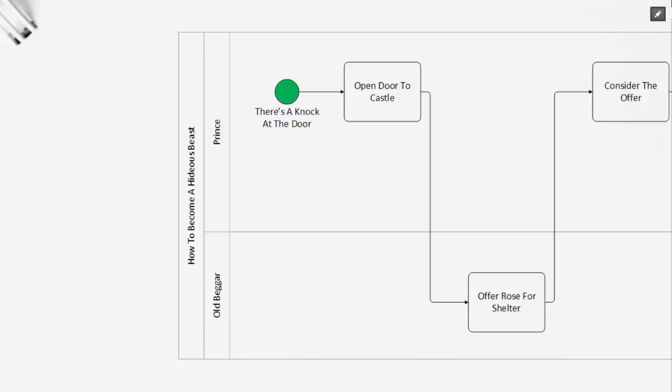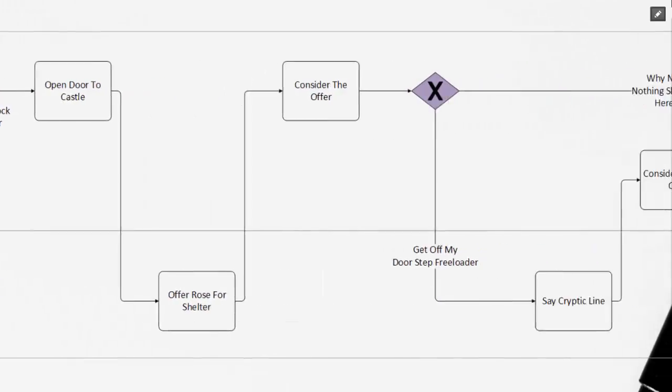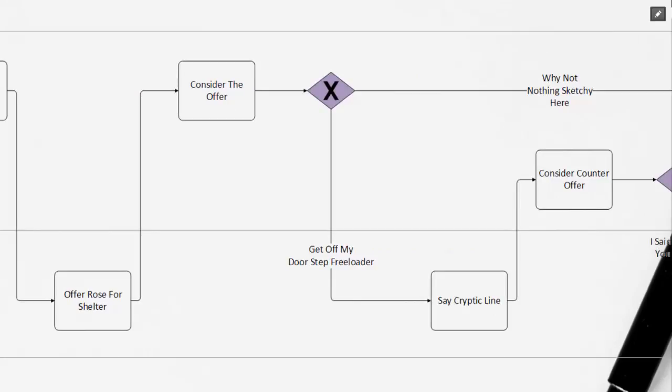The next task in our process belongs to the old beggar, where they're going to be offering a rose in exchange for shelter. At this time, the prince will consider the offer of a rose in exchange for shelter. If you have seen the movie, you may recall that the prince rejects the offer, and I'm not sure if the outcome should have been any different. Considering that the old beggar came to the castle in the middle of the night, there would be something a little bit sketchy about it.